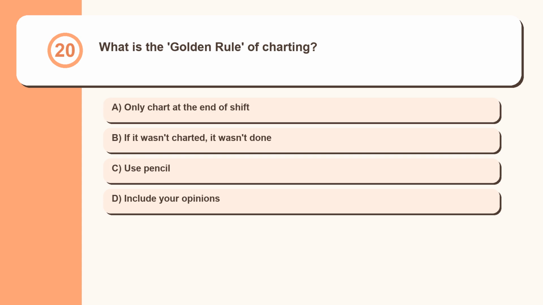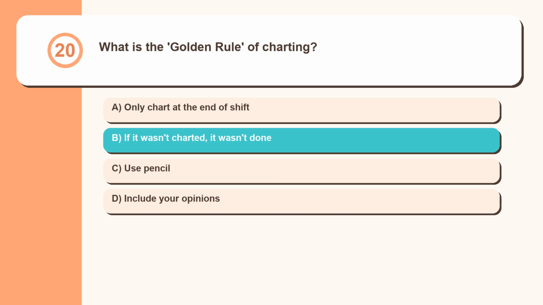Question 20. What is the golden rule of charting? Only chart at the end of shift. If it wasn't charted, it wasn't done. Use pencil. Include your opinions. Legal documentation standard.